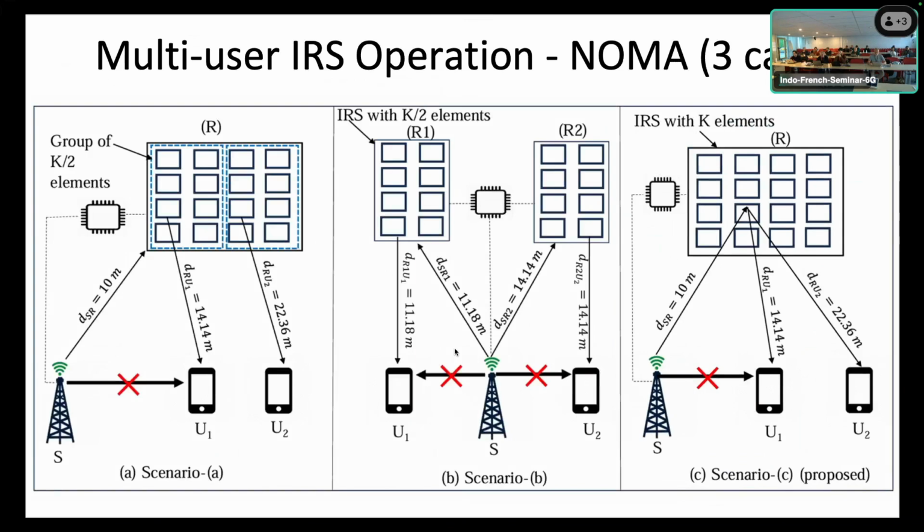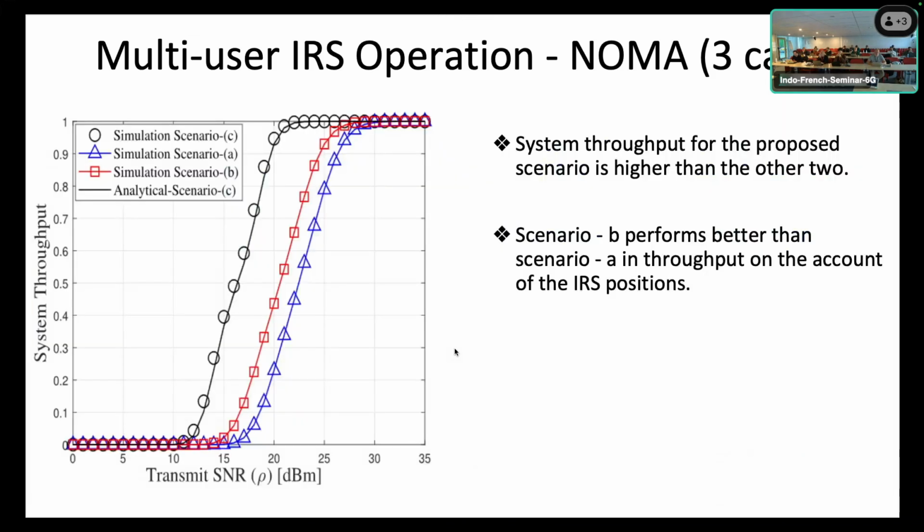In the first scenario, we have a single IRS with element splitting, where half of the elements will serve user 1 and half of the elements will serve user 2. In another scenario, we have two separate IRS with K by 2 elements each, and each IRS is serving one user, while this one is our scenario.